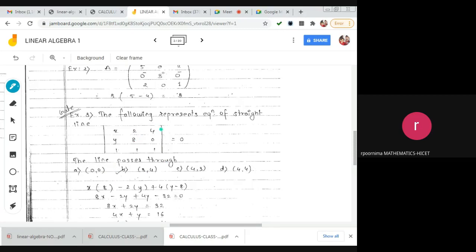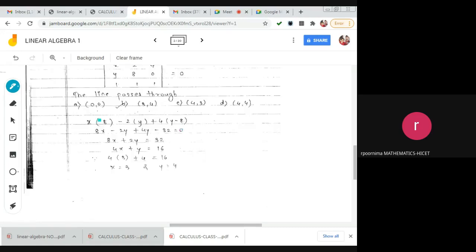First you write 4, 1. Then the last two terms you write x, 1. In between you multiply. After that you will get x into 8 minus 2 into y plus 4 into y minus 8. We form it as an equation because it is equal to 0, which is given in the question itself. Then you expand the terms: 8x minus 2y plus 4y minus 4 into 8, so you get minus 32, which is equal to 0.